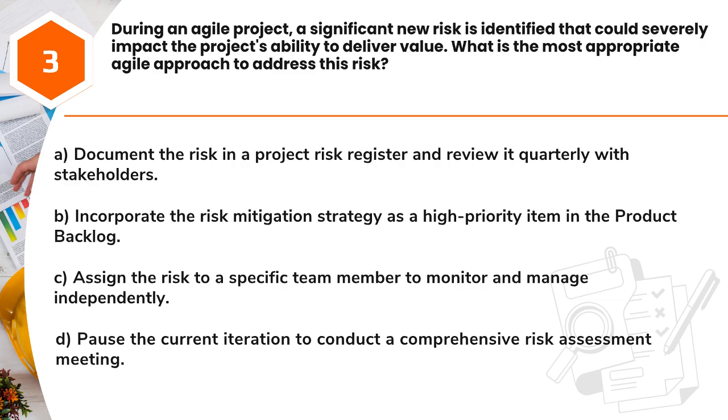Question 3. During an Agile project, a significant new risk is identified that could severely impact the project's ability to deliver value. What is the most appropriate Agile approach to address this risk? A. Document the risk in a project risk register and review it quarterly with stakeholders. B. Incorporate the risk mitigation strategy as a high-priority item in the product backlog. C. Assign the risk to a specific team member to monitor and manage independently. D. Pause the current iteration to conduct a comprehensive risk assessment meeting.